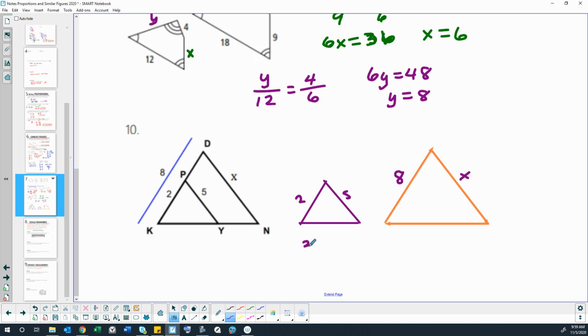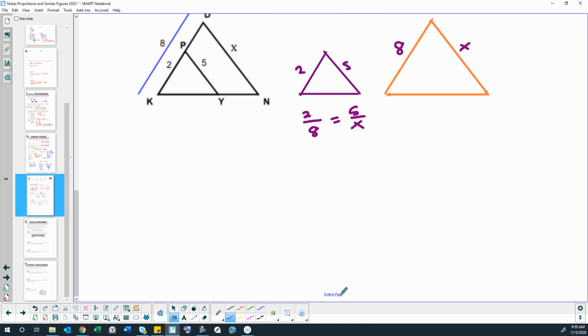Let's go ahead and do our ratios. So we can do 2 over 5 equals 8 over x, or we could do 2 over 8 equals 5 over x. It doesn't matter. We'll get the same answer either way. And then that way we cross multiply, 2 times x and 5 times 8, which gives us 40 divided by 2, which is a length of 20 for side x.